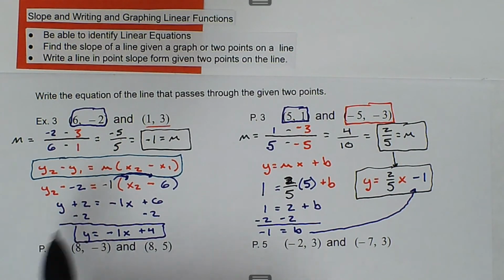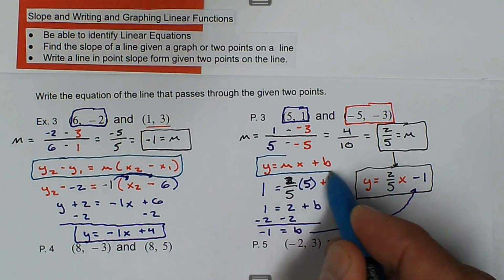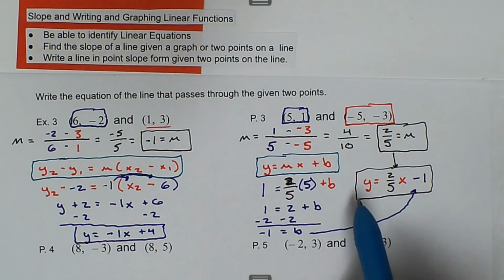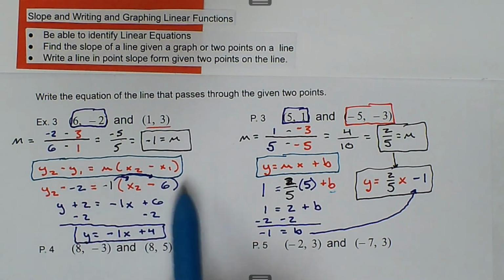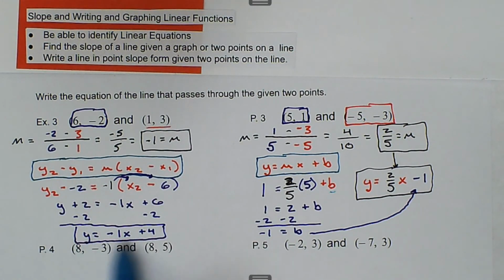So there are two different ways that we can do this. We can either substitute a point into y equals mx plus b and then solve to get b by itself, or we can use the point slope form, and when we solve for the remaining y, it just comes out as y equals mx plus b for us.